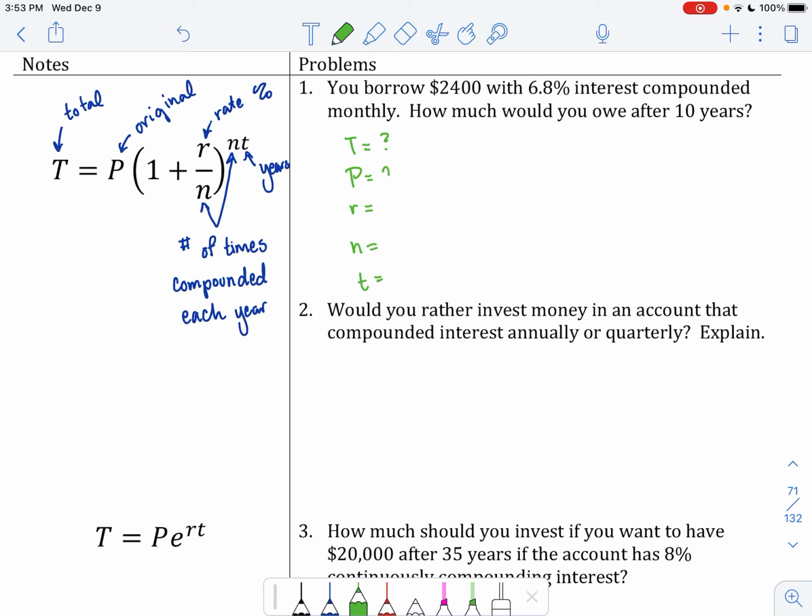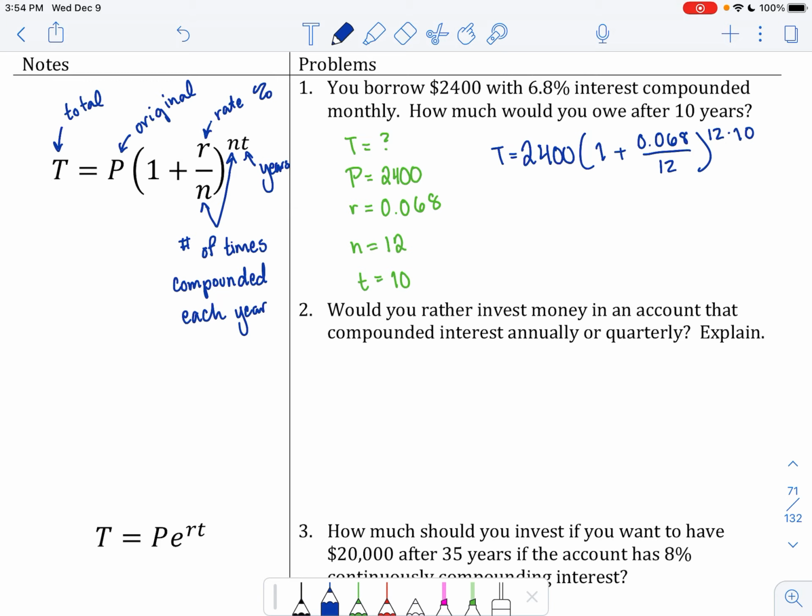My principal is the original, so that's $2,400. My rate is 6.8%. That's not how we type that into a calculator. We type it in as 0.068. It's compounded monthly, so N is 12, and it's for 10 years. So once I have that plugged in, I want to type that into my calculator. Now when we write it out, we might write it out as T is equal to 2,400, parentheses 1 plus 0.068 over 12, to the power of 12 times 10.